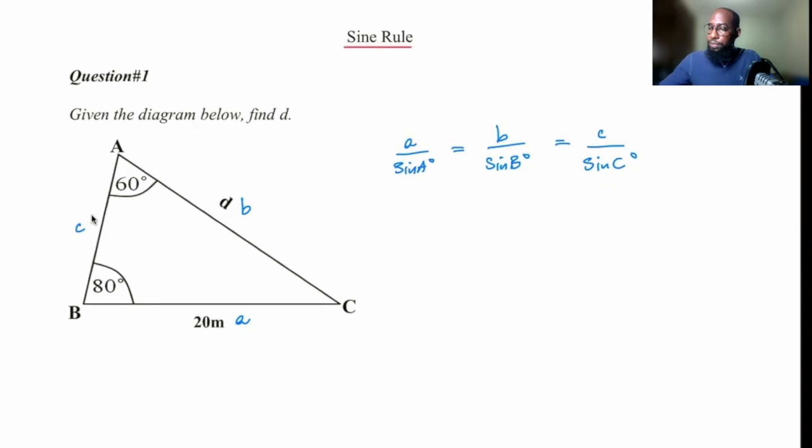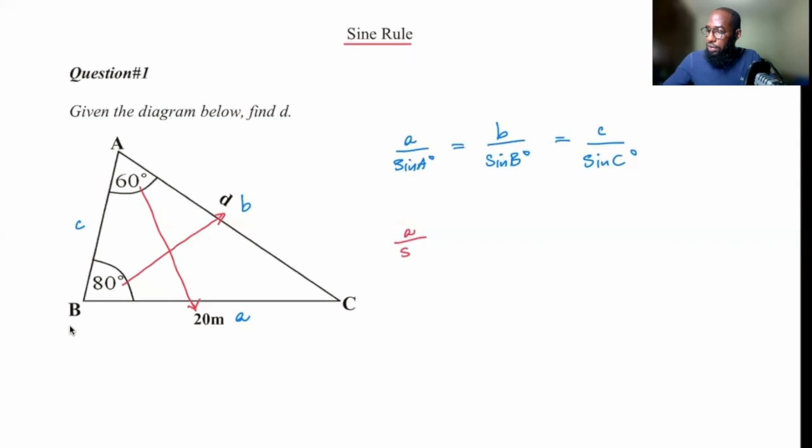Based on this question, let's see what we're doing. If I draw a line from here to across here, I have a over sine A. And here to across here, I have b over sine B, right? So I'm going to write a over sine A degrees is equal to b over sine B degrees. That's how I got this here. Remember, we're not using 3 of them, we're just using 2 out of 3.